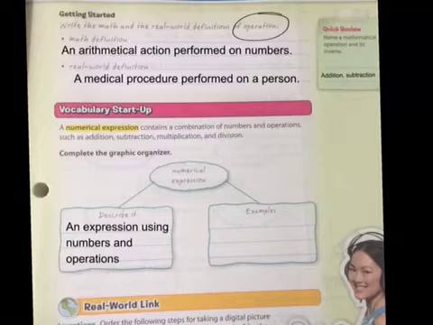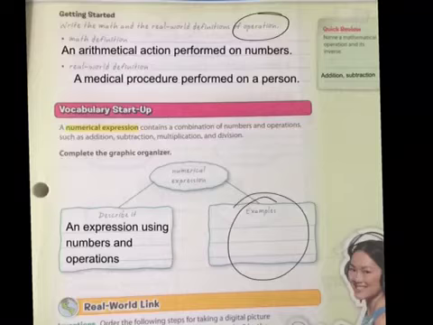Well, as we mentioned, it's an expression using numbers and operations. Okay, let's give a couple of examples. For the examples, you can go ahead and make any of the examples that you want. You can say 20 minus 3, 4 divided by 2 times 5, or you can even use parentheses. You can say parentheses, 10 plus 8, close parentheses, divided by 9.